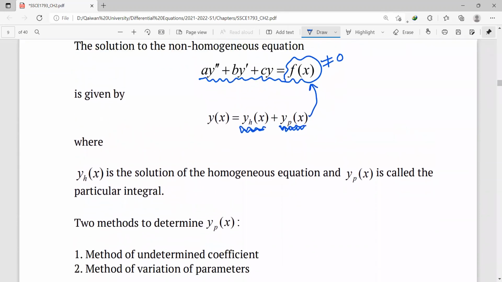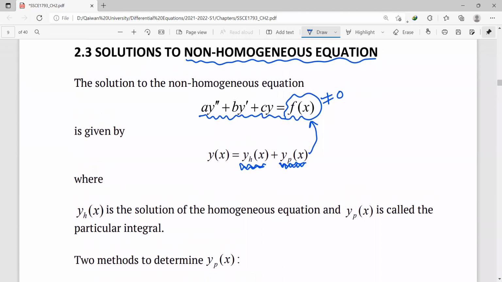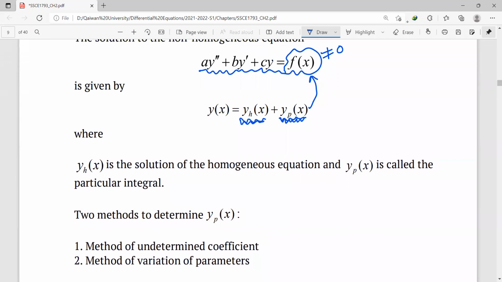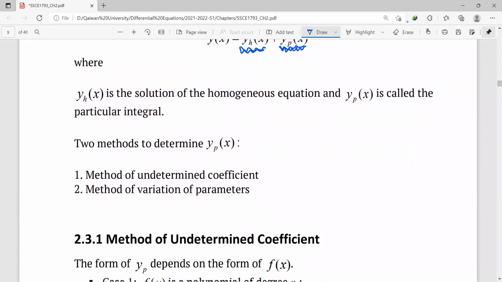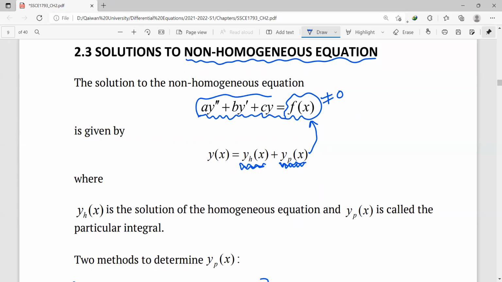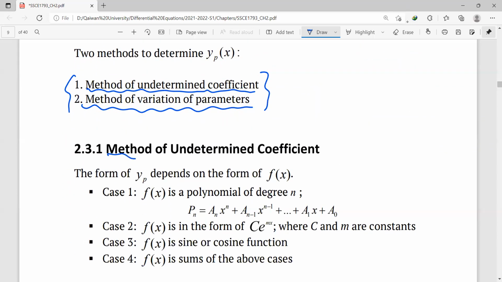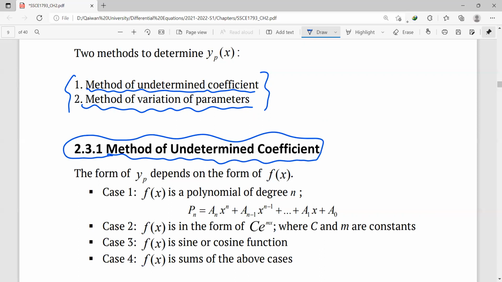Here we talk about the cases where the right hand side is not 0. We can solve this equation by either of two methods: first, the method of undetermined coefficients, and also the method of variation of parameters. First, let's talk about the method of undetermined coefficients. Here we have four cases.